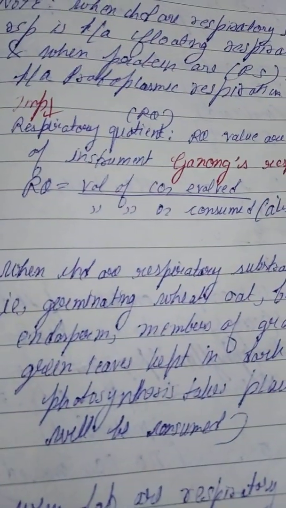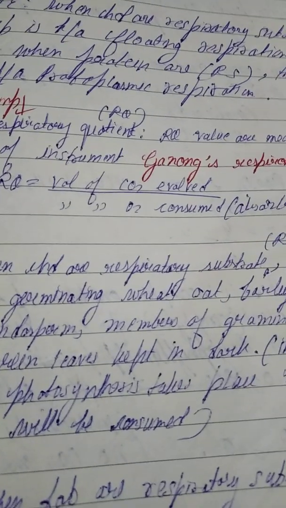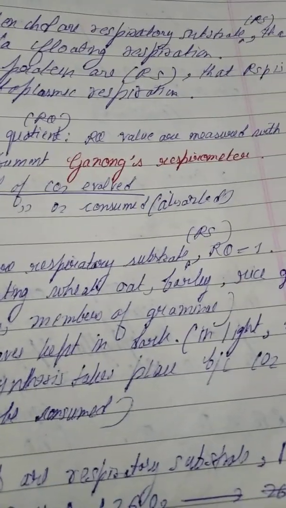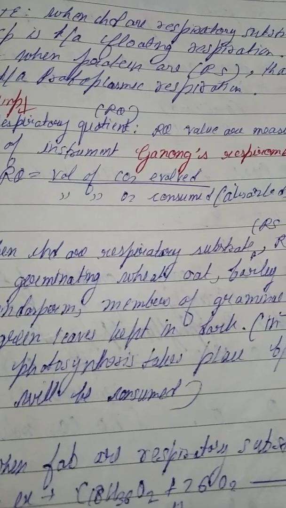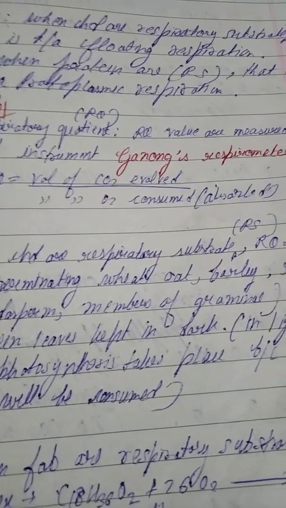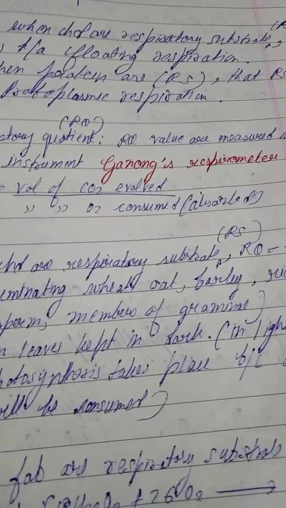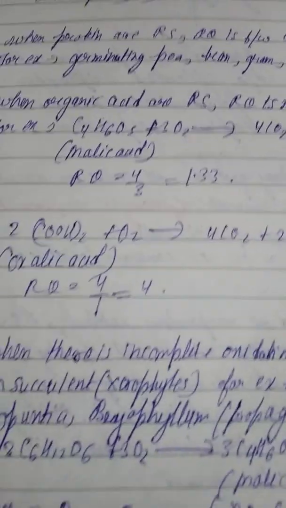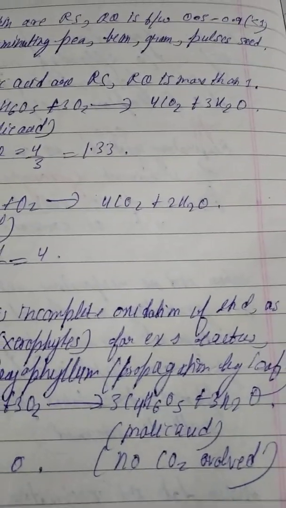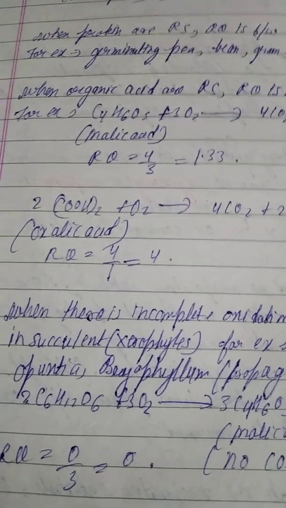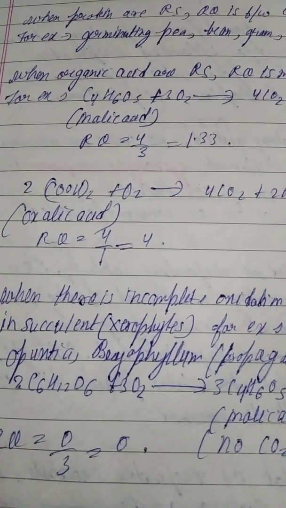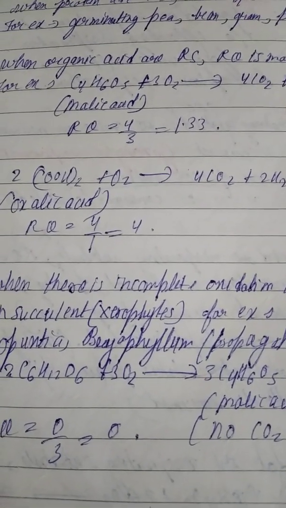So students, some facts about RQ value first. RQ is respiratory quotient, the volume of CO2 evolved upon volume of oxygen consumed. It is measured by Ganong respirometer. When organic acids are used as respiratory substrate, RQ value is more than 1. So please remember that. When oxalic acid is used as respiratory substrate, the RQ value is 4.